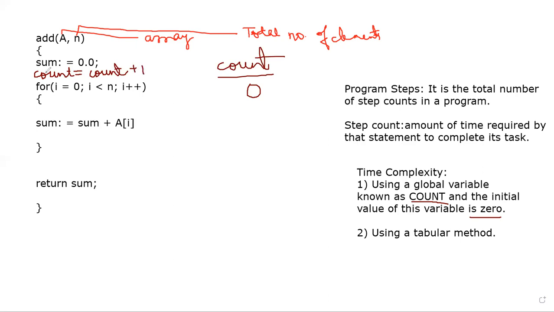Clear? So this count is for whom? This count is for this sum value. I am writing here as a comment. Okay, this is for a sum.